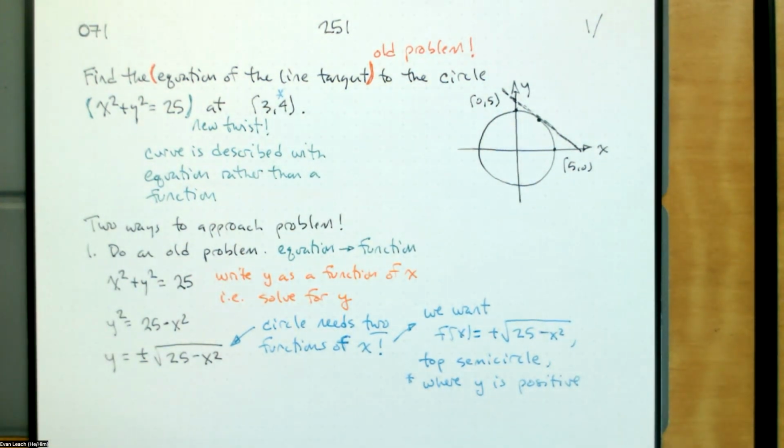The plus or minus describes the top semicircle and the bottom semicircle. Y equals plus square root of 25 minus x squared is the top semicircle. Y equals minus square root of 25 minus x squared is the bottom semicircle. We can also solve the equation for x, where we'll still have a plus or minus square root of 25 minus y squared in this case. That would just be the right and the left semicircle.